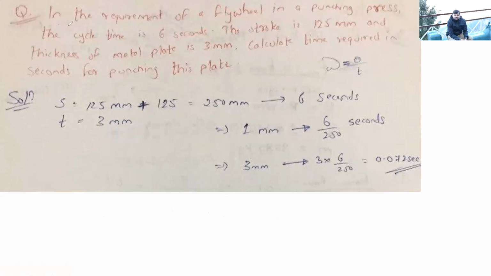So the question says, in the requirement of a flywheel in a punching press, the cycle time is 6 seconds. So I hope you remember what is cycle angle.